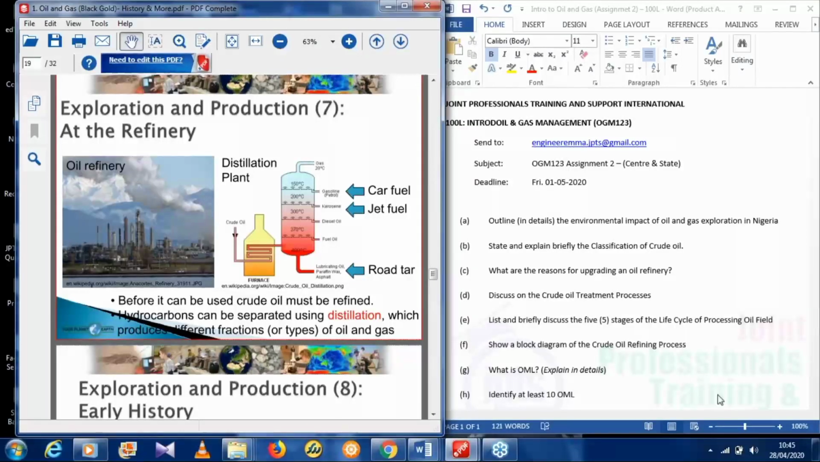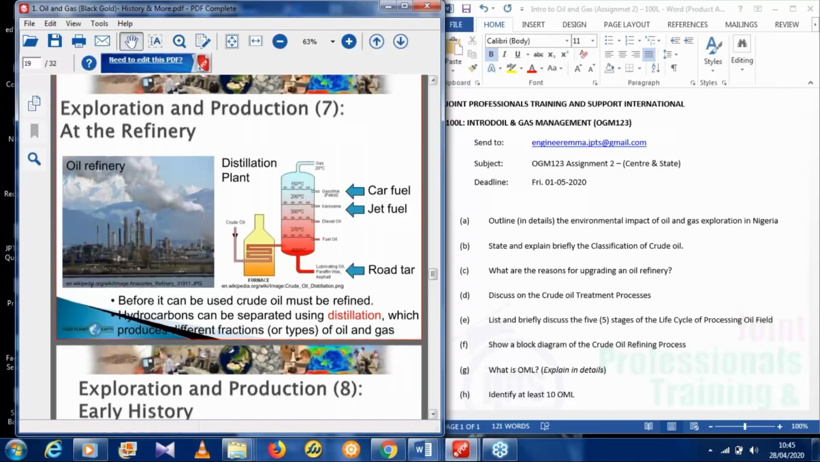At the refinery, we have separation of the crude oil into its various fractions. Two factors are responsible for this. One of the factors we use is the difference in boiling point of the various components in the crude oil. Another factor that we also make use of is their difference in molecular weight.